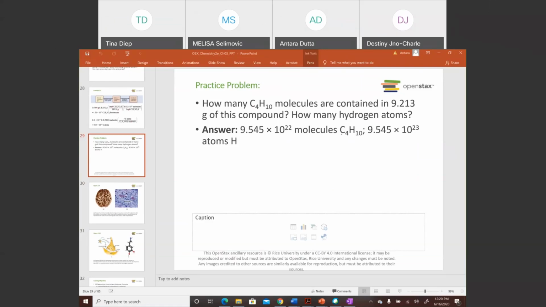Do you see the difference? Hydrogen is just a component of that molecule. So first we need to find the molecules from the grams. So we need to go grams to moles, moles to molecules. Grams to moles means we need to find the molar mass. So my question is, can you calculate the molar mass of C4H10?